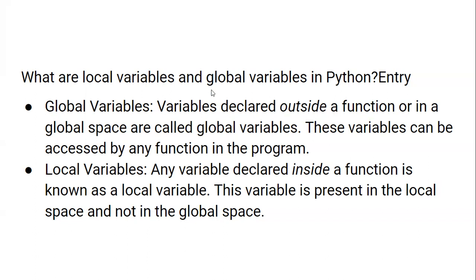Generally, a variable declared outside a function, when we define it above the function, is called a global variable, but when inside a function, it is called a local variable. This is the difference between local and global variables. Now come to the next slide.